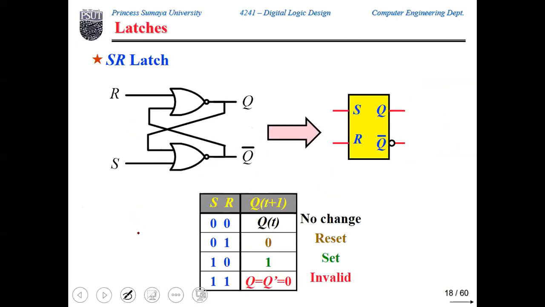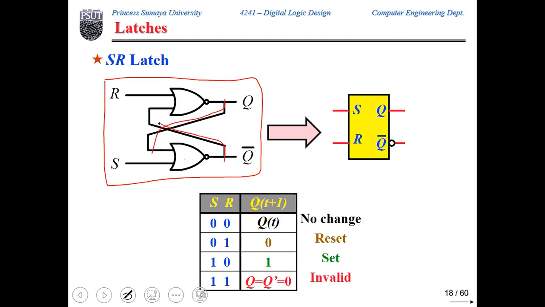So what we have here, basically, is a summary. We have a storage element which is called SR latch, or cross-coupled NOR gates. Two NOR gates that are cross-coupled. They are connected this way. We will use it as a block where we have two inputs, S and R, which can be used to control the stored value, Q, and its complement, according to the table below.